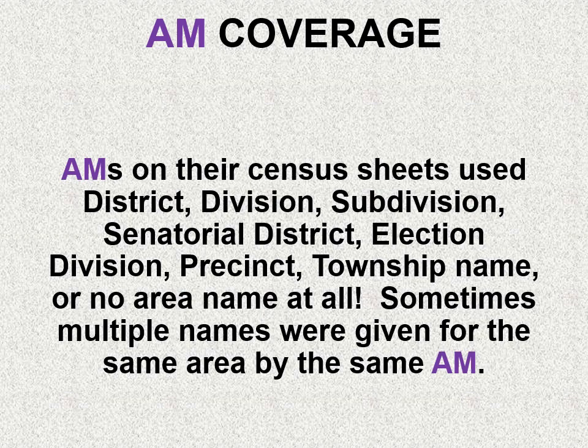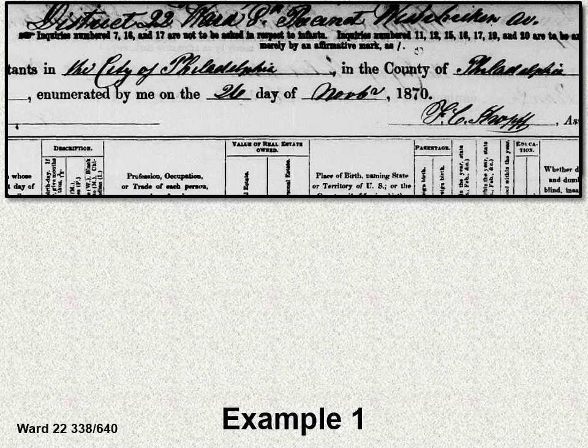AMs on their census sheets, I'm going to talk about their coverage, use all sorts of terms to describe their area: district, division, subdivision, senatorial district, election division, precinct, township name, or no area name at all. Sometimes multiple names were given for the same area by the same AM. The use of district and division were the main descriptive words used by AMs. There probably were additional terms used. So I'm going to give you 3 examples of how difficult it is to figure out what was the standard given to these AMs to do the enumeration.